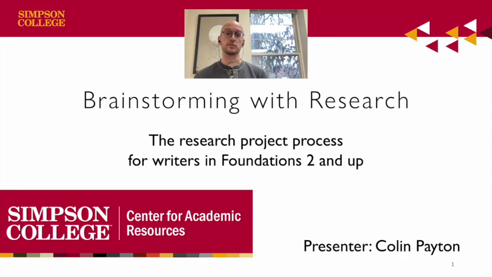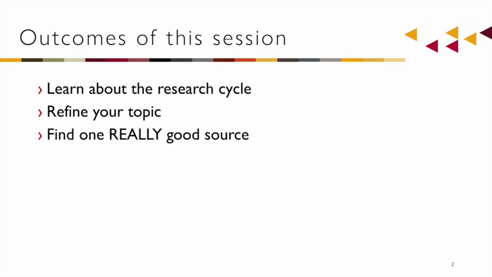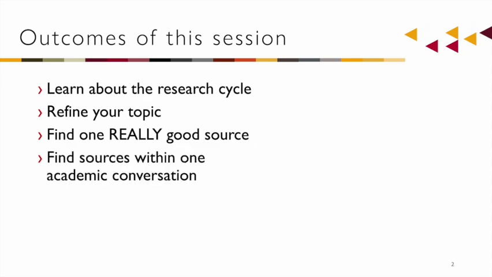We're going to brainstorm with research today. I've got a couple goals for this session, and I think we'll get there by the end of it. First, I really want you to learn about the research cycle and understand that it's messy, and the mess is part of it, and it takes time to work through. Second, I do want you to refine your topic from the beginning to the end. And then I also want you to find one really, really good source. This source will open up other sources within the same academic conversation. And I promise you, if you find that one source, you will be able to finish your research project, whether it's the annotated bib or the literature review.